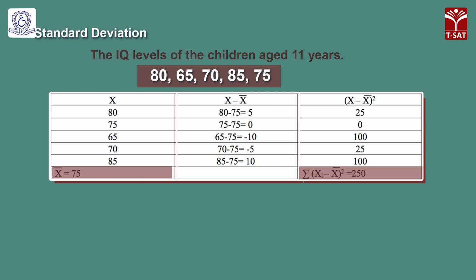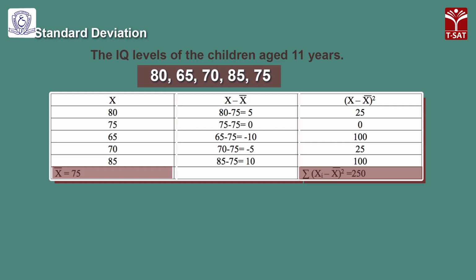The third step is to calculate the squares of the differences and add them. So here we have the difference is 5. 5 square is nothing but 5 into 5 is 25. 0 square is 0. 10 square is 100. 5 square is 25 and 10 square is 100. So now we are going to add all these squares of the differences. 25 plus 0 plus 100 plus 25 plus 100, which is equal to 250. Now we got the value, that is sigma of (xi minus x bar) whole square, which is equal to 250.